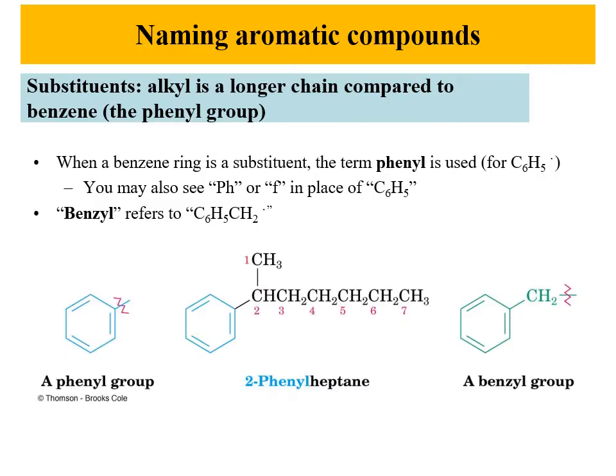What happens when the alkyl is a longer chain compared to benzene? When the alkyl has more than 6 carbons, the alkyl now will be the parent and benzene now will be a substituent, which can be called a phenyl group. This is a phenyl group, whereby benzene is now a substituent.